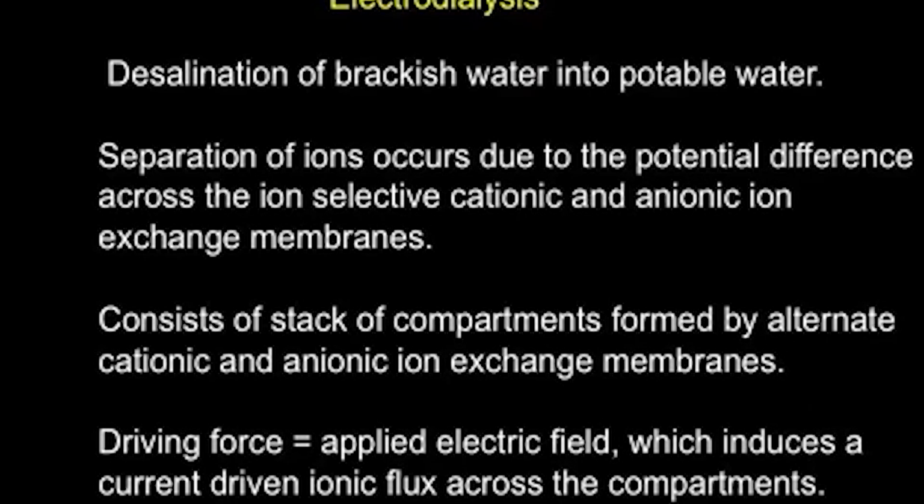Now we can use it for desalination of brackish water. So what you can do is we can use electrodialysis, all the slurry of salts will be in the alternate chambers and the remaining alternate chambers will be free of the salt, and so we will get drinking water. Separation of ions occurs due to the potential difference across the selective cationic and anionic ion exchange membranes, as I mentioned. So it will have a stack of compartments, sometimes you will have 20-30 stacks, and each stack will have alternating membranes like cationic, anionic and so on.